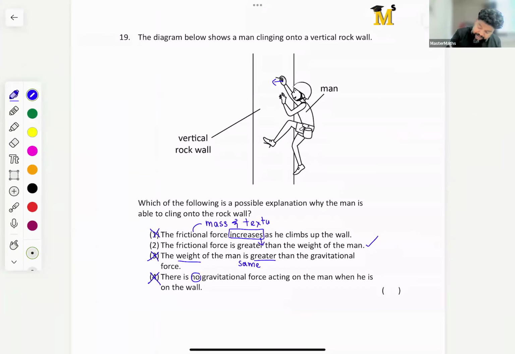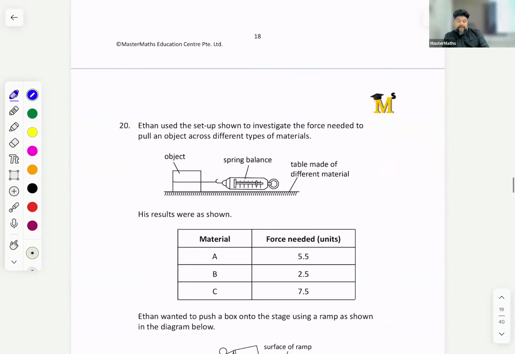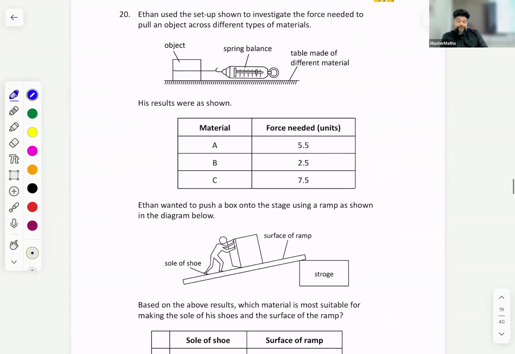Did the mass of the man become more as he climbed up? No. Did the texture of the rock surface become rougher as he climbed up? No. So did the amount of friction change as he climbed up? So the friction remains the same. Why? Because the mass was the same and the texture of his hands, the texture of the rock he's climbing, was the same. So did friction change? Didn't change. So what's the correct answer? Option number 1. Question 20, Zyrul, what's your answer for 20?